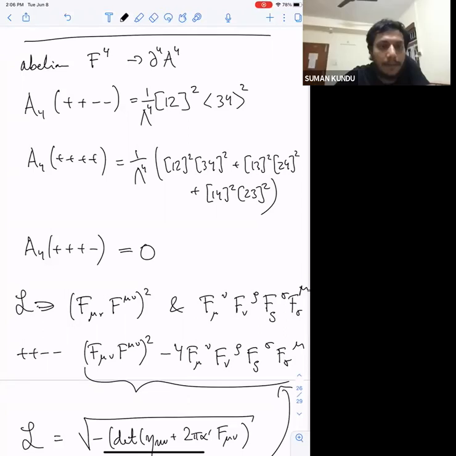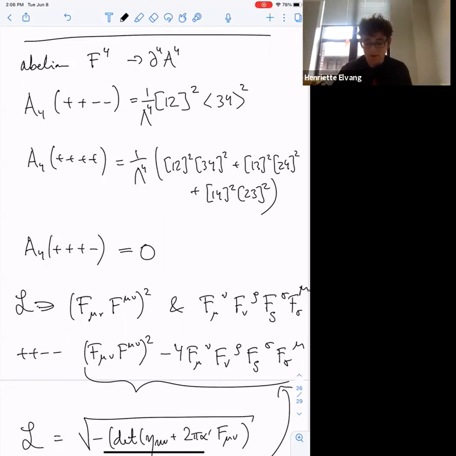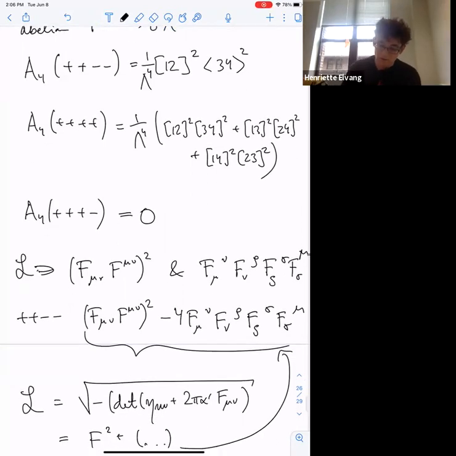Yeah, so I'm saying this Lagrangian, this combination, trace f squared squared minus 4f to the power 4, comes from this plus plus minus minus. Now, what Lagrangian gives rise to the second answer, that plus plus plus plus? Is it the same Lagrangian?